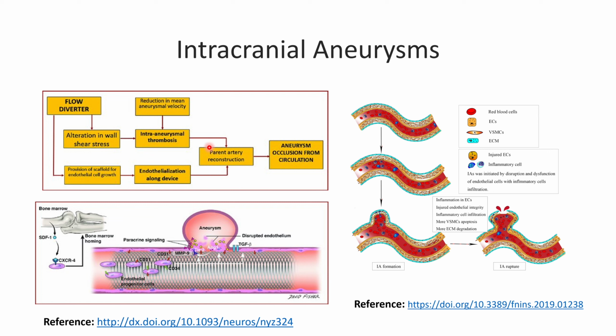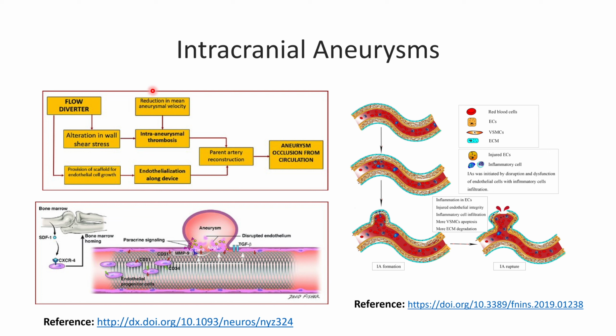After that, parent artery reconstruction will occur. Finally, at the end, a new endothelial wall will be formed, and the aneurysm will get occluded and removed from the circulation. After it is removed from the circulation, it can be ruptured without affecting the nearby cells too much, or it can be removed with the help of some surgeries.